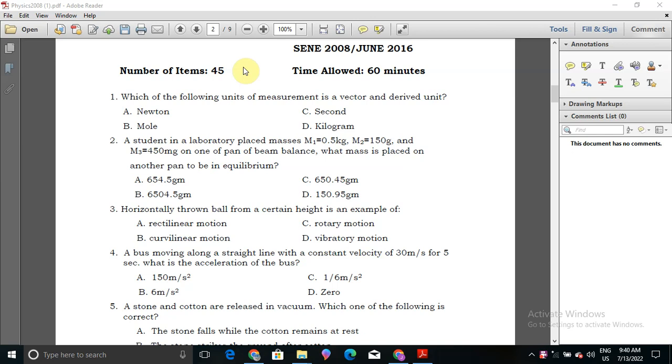If it is a derived unit, that means it is a derived quantity. For example, Newton is the derived unit of force. Mole is a unit of amount of substance. Second is a unit of time. Kilogram is the unit of mass. Now, which one of the following is a derived physical quantity and also a vector? It is force, right? So force has the derived unit of Newton. So the correct answer for question number 1 is A.